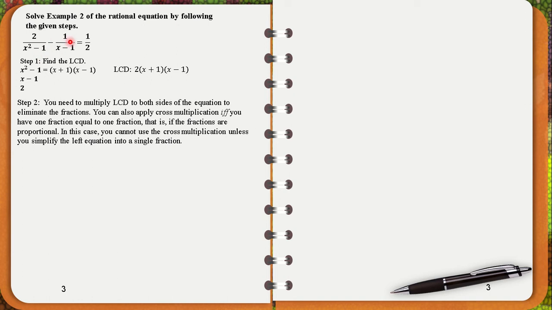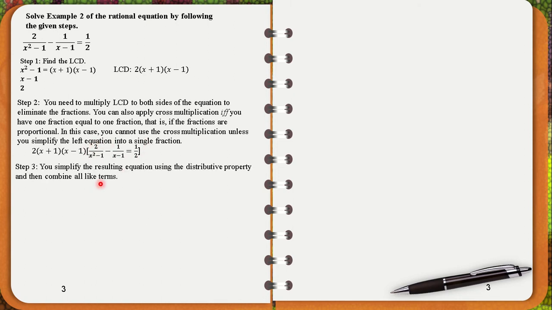But we can apply cross multiplication kapag in-express natin itong fractions na to into a single fraction. So that is, ito yung LCD natin, 2 times the quantity x plus 1, x minus 1, imumultiply natin dito sa buong rational equation. Okay? So you simplify the resulting equation using the distributive property and then combine all like terms.